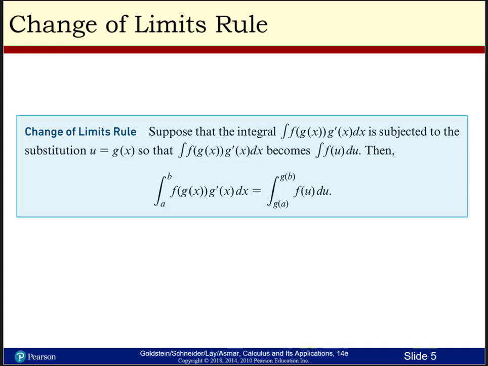So for our change of limits rule, if we're going to do a change of limits, which sometimes we're going to want to do, suppose the integral f of g of x times g prime of x dx is subjected to the substitution u equals g of x, so that the integral of f of g of x g prime of x dx becomes the integral of f of u du. That means we can't leave those limits as they are, so we're going to have to change those in terms of u, and they can't be in terms of x, because over here on the left they're in terms of x, so we change those to be in terms of u.